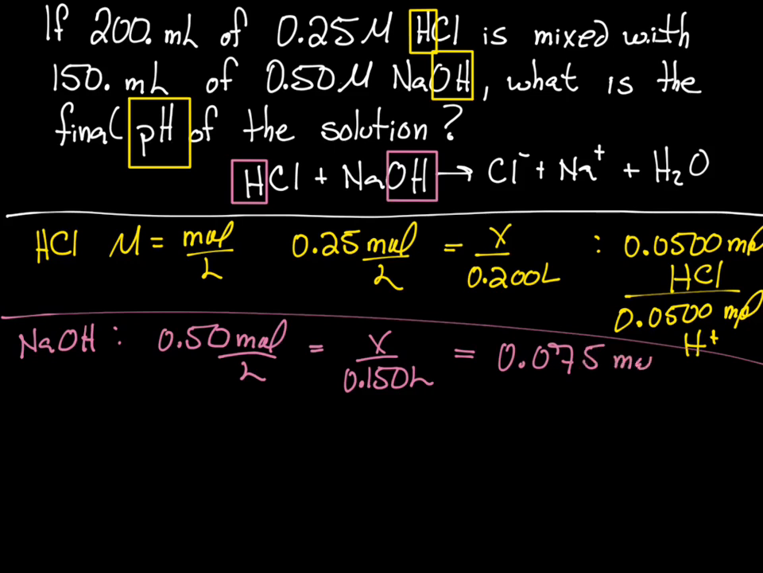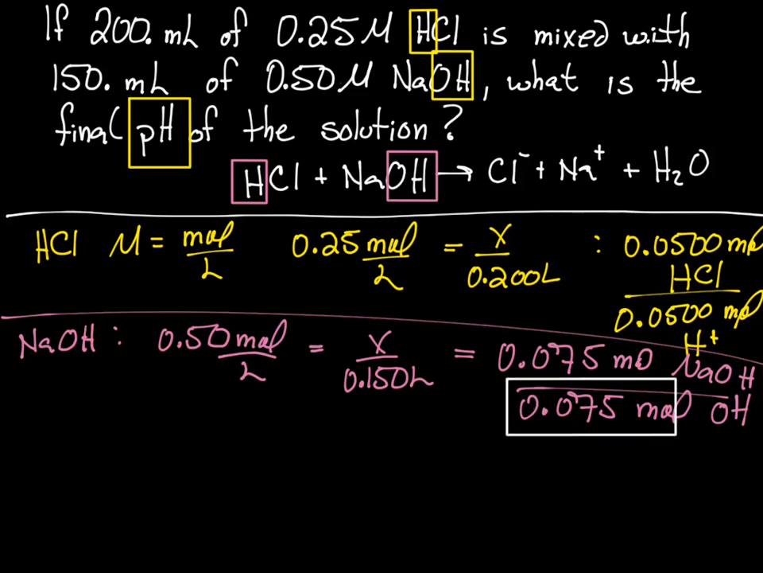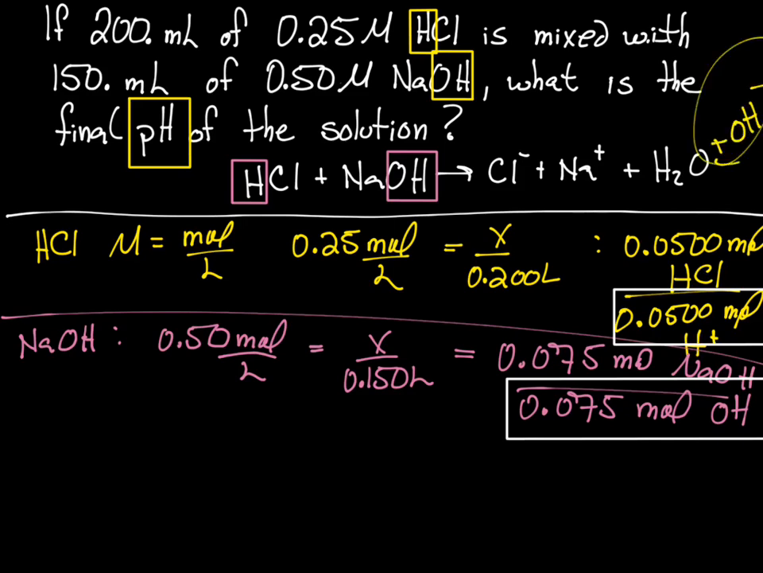0.075 mole NaOH, which also means 0.075 mole OH. All right, so hopefully you can see that we actually have more OH than we have H plus, right? Which means in our reaction up top, we would really end up having some OHs left over.